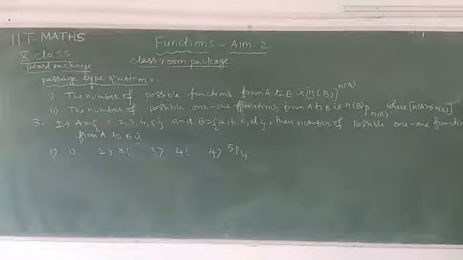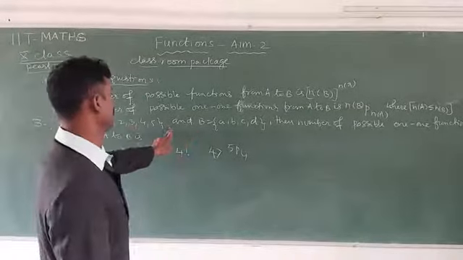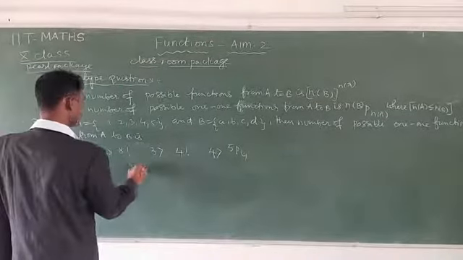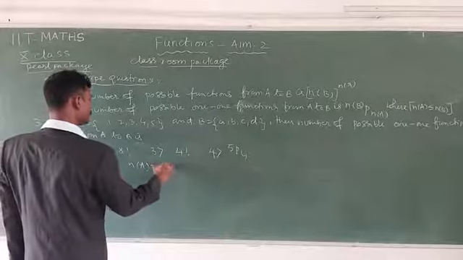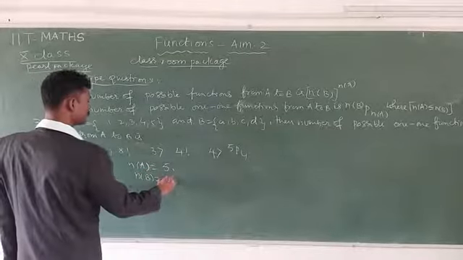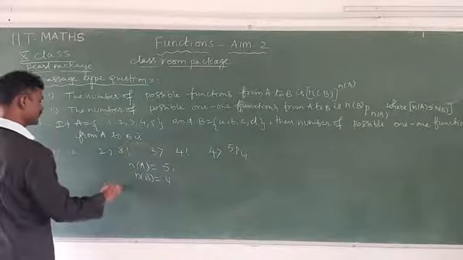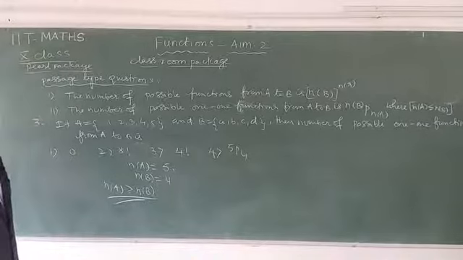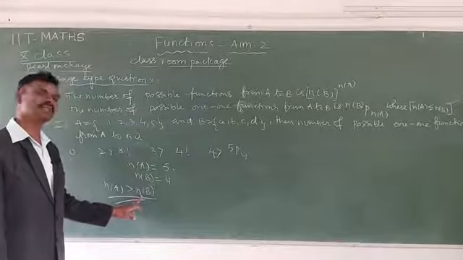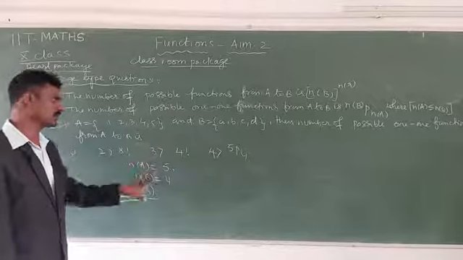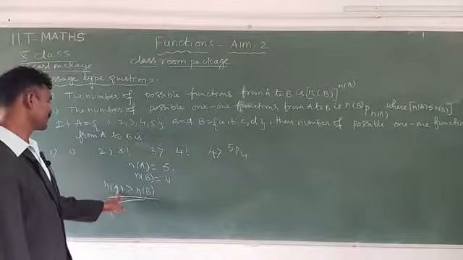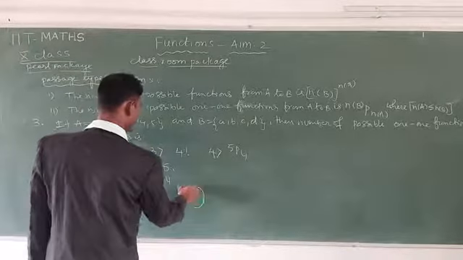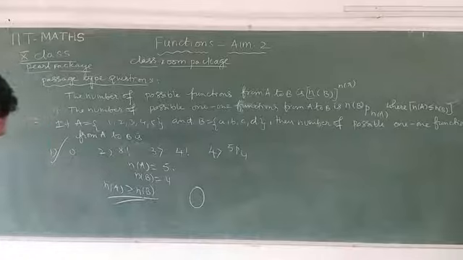Next, the third question. If A is the set {1, 2, 3, 4, 5} and B is the set {A, B, C, D}, the number of possible one-one functions. Here the cardinal number of A is 5 and the cardinal number of B is 4 as given. Now, if n(A) is greater than n(B), then one-one functions are not possible. One-one functions from A to B are possible only when n(A) is less than or equal to n(B). But here n(A) is greater than n(B) as given. That's why the number of one-one functions is 0. Note it down.